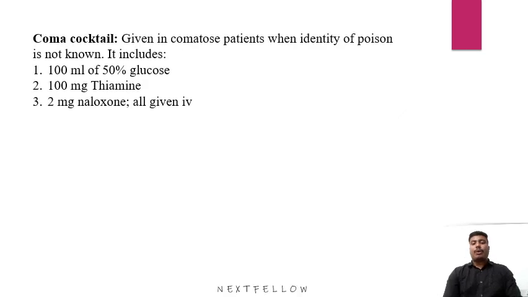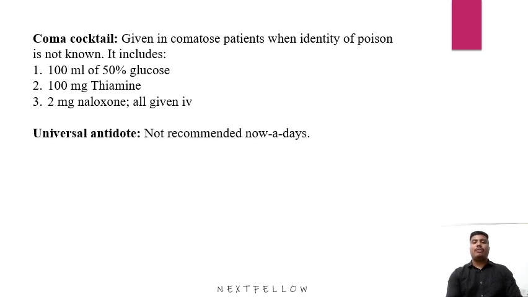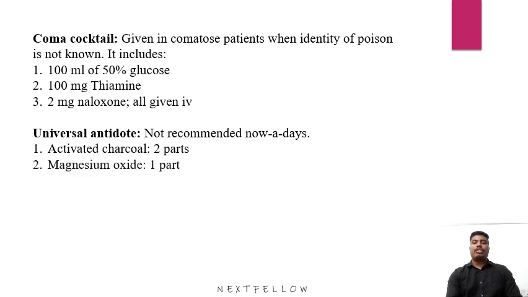Now we will discuss the coma cocktail. It is a cocktail which is given in comatose patients when the poison cannot be identified. It includes 100 milliliters of 50% glucose, 100 milligrams thiamine and 2 milligrams of naloxone. They all are given IV. Similar to this, we have the universal antidote. It has activated charcoal 2 parts, magnesium oxide 1 part and tannic acid 1 part, but it is not recommended nowadays.